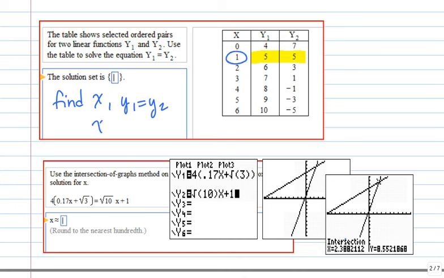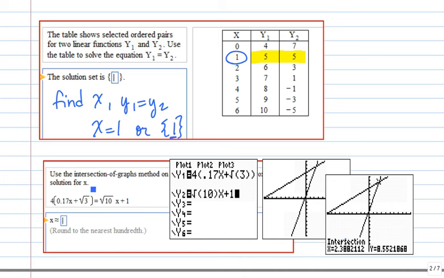So the solution of this equation is x equals 1, or in the solution set notation, we would just put the 1. Be careful here. If you type x equals 1 inside the brackets, it's going to count it wrong. So you just want to put the numerical value inside the set brackets.